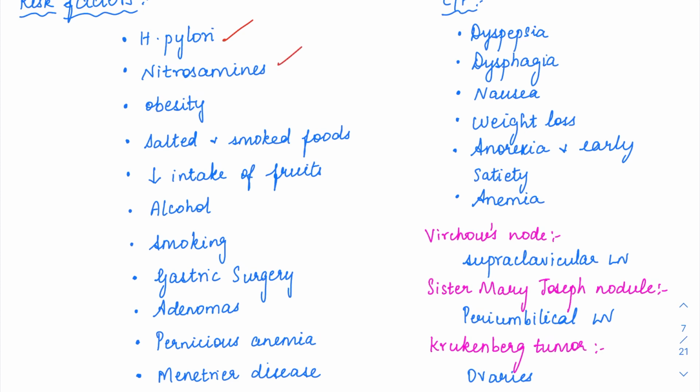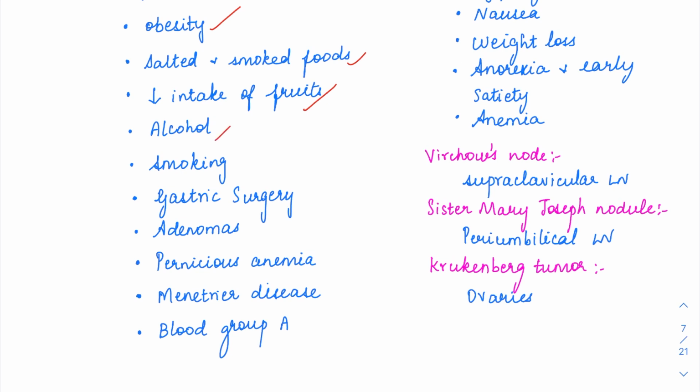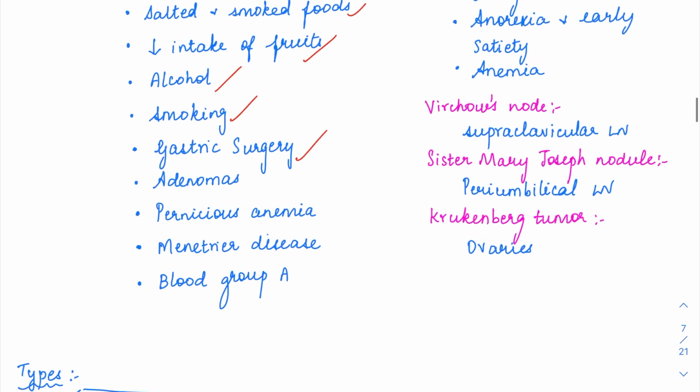Then we have nitrosamines. That again I mentioned, the entire GIT risk factor will be nitrosamines. Then obese patients, then salted and smoked foods, decreased intake of fruits, so vitamin deficiencies will be there. Then alcohol and smoking, and also gastric surgery. So for some other cause, the patient has undergone a gastric surgery. The rest of the part of the stomach which is left is called a stump. In that you can develop a carcinoma. So undergoing gastric surgery is again a risk factor for developing adenocarcinoma.